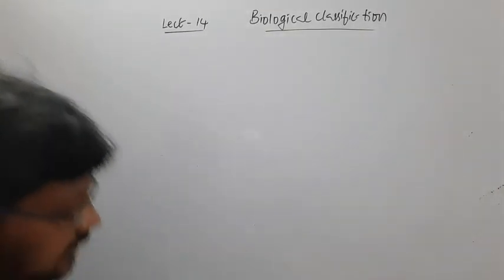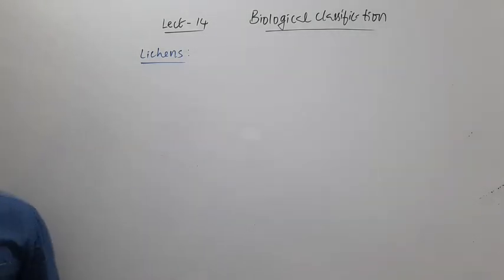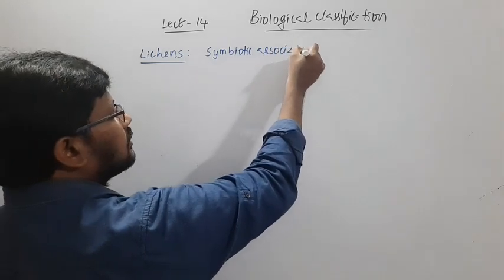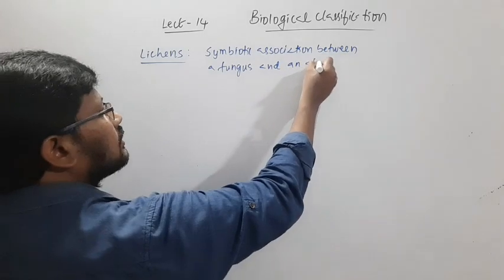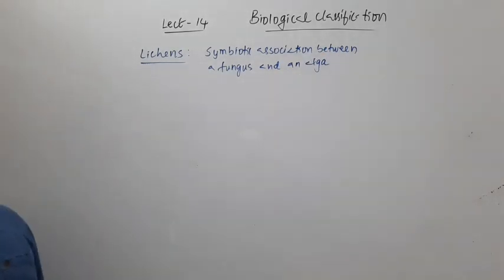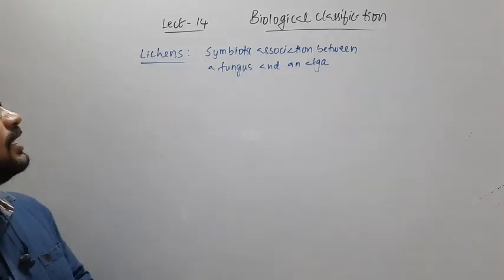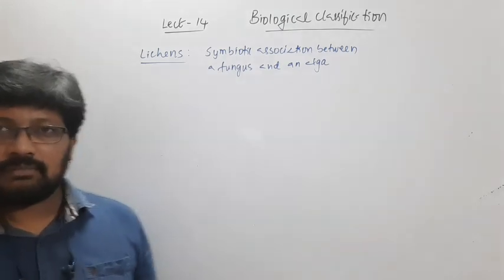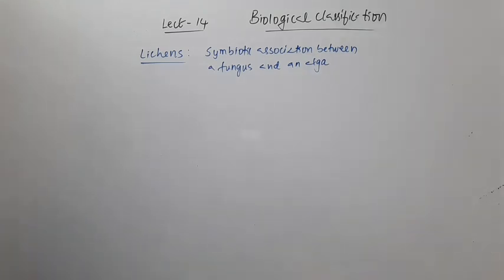And lastly, we will see about lichens. Here these lichens are a symbiotic association between a fungus and an alga. I have already told you in my previous sessions that a symbiotic association is an interaction between two different species where both the species will get benefit. So in this case, the fungus gets benefit and also the alga gets benefit.